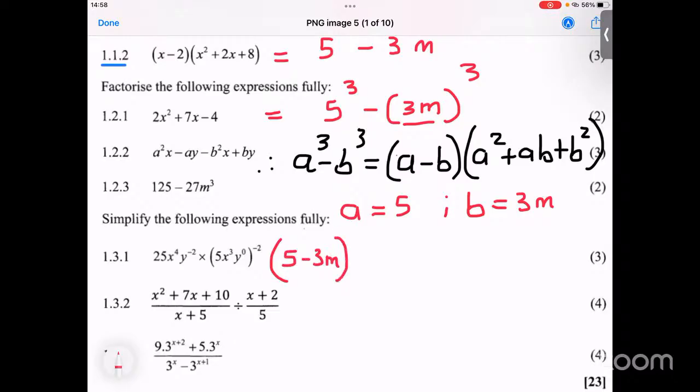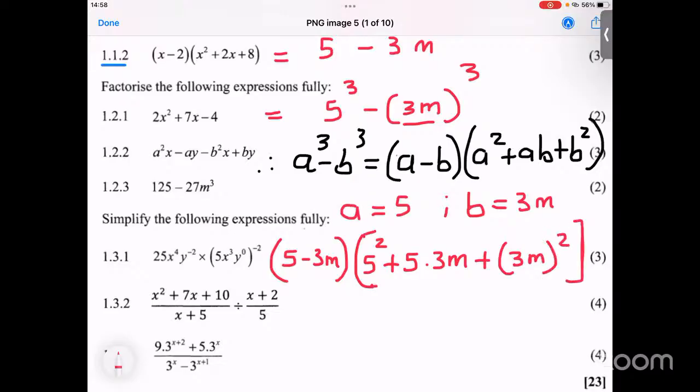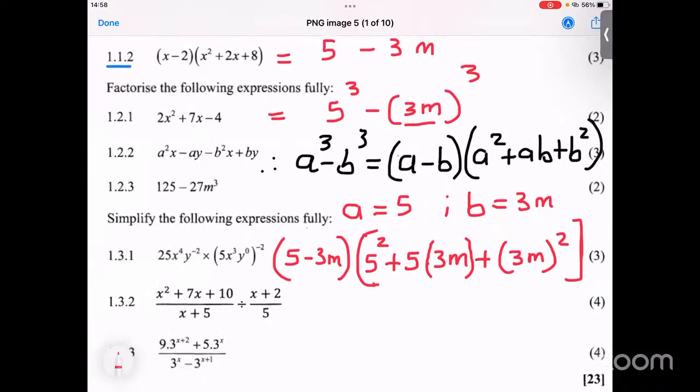And then in there, we are going to have our a value being 5 squared. That will plus 5 multiplied by our b value, which is 3m. And then we need to plus our b value squared. Our b value, remember, is 3m. You put it inside the brackets because it goes as a package. Even if you put this one inside the bracket, it is still fine. It goes as that. Okay, then it's fine.